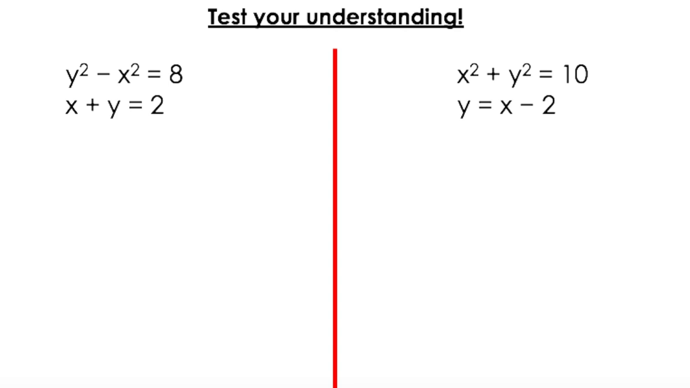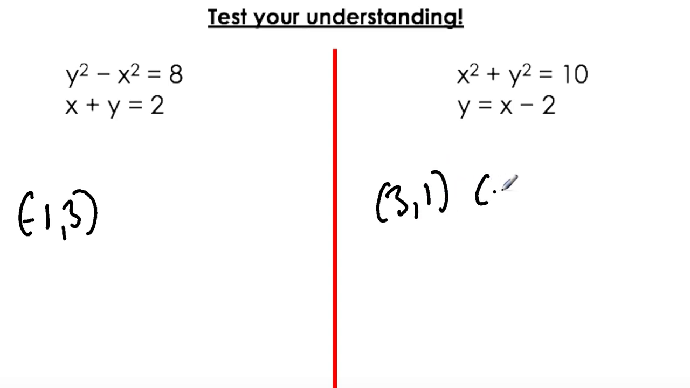The correct answer for this one is minus 1 and 3. And the correct answer for this one is (3, 1) and (minus 1, minus 3).